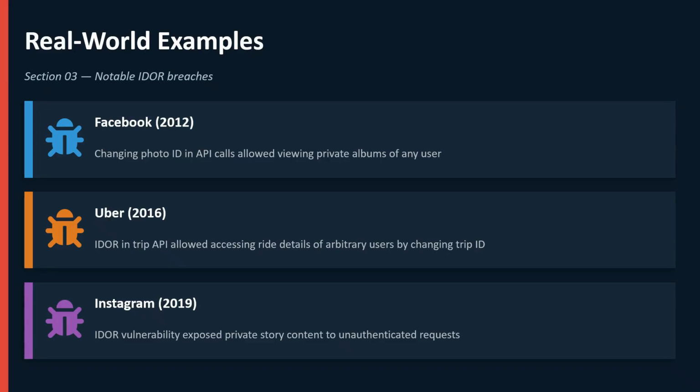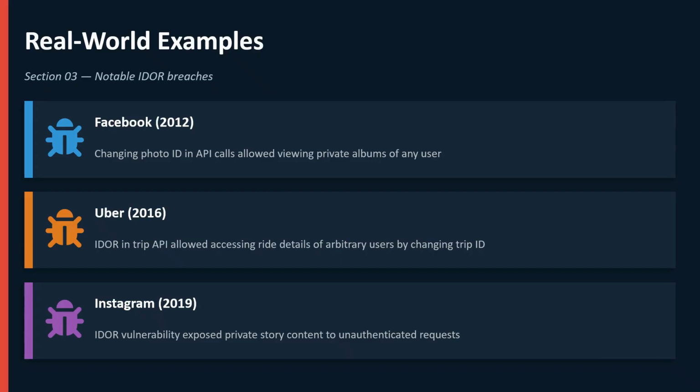Now let's look at some real-world cases that show how serious this vulnerability can be. In 2012, Facebook had an IDOR vulnerability in their photo API. By changing the photo ID in API calls, an attacker could view private albums belonging to any user on the platform, completely bypassing the privacy security. In 2016, Uber had an IDOR in the trip API. By simply changing the trip ID in the request, attackers could access the ride details for any arbitrary user, including the pickup and drop off locations, which is a serious privacy concern.